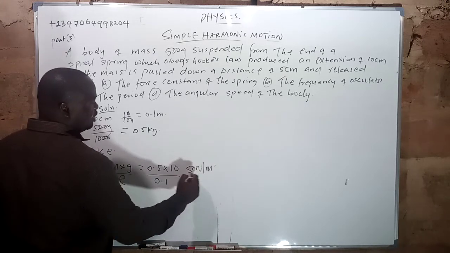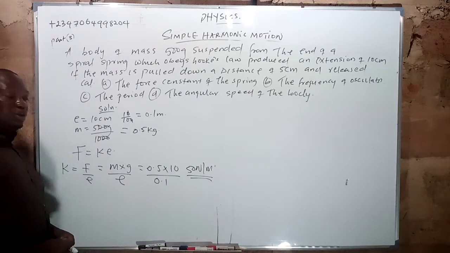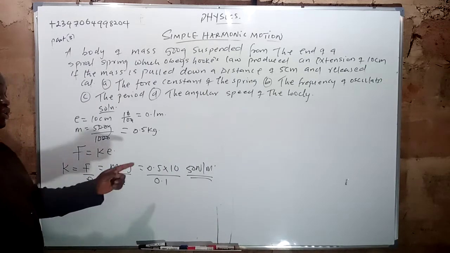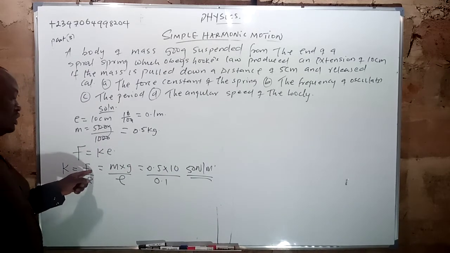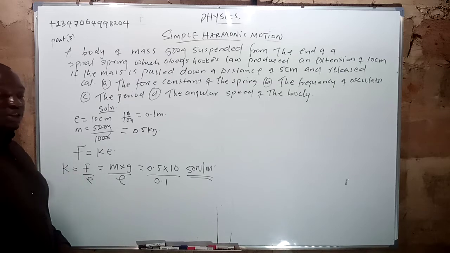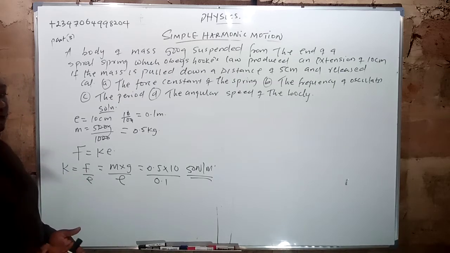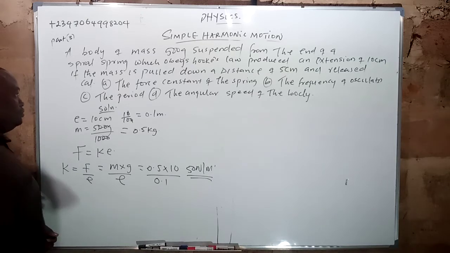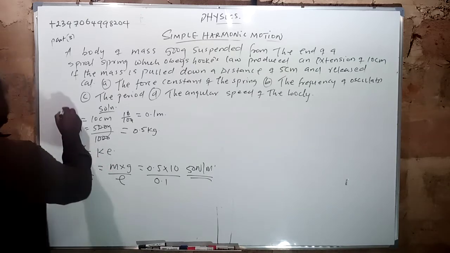Newton per meter. Remember the SI unit of force constant is Newton per meter. Why? Because the force is in Newton and the extension is in meters. If you don't know this, please watch my video on dimension analysis. Now, that is for number A.